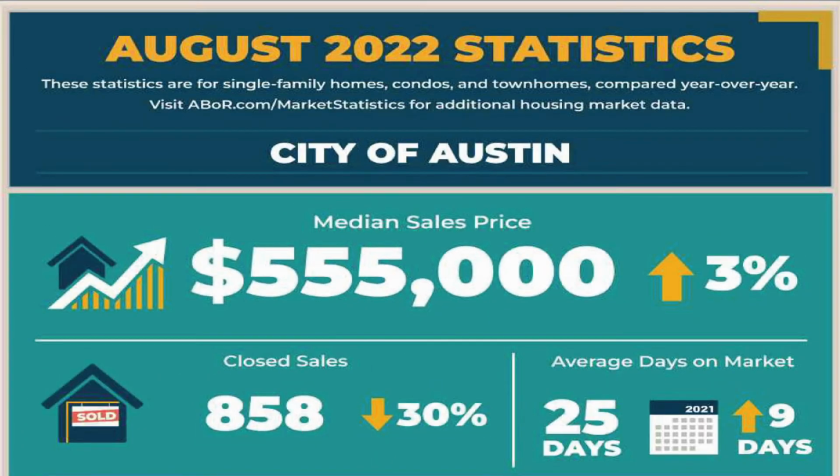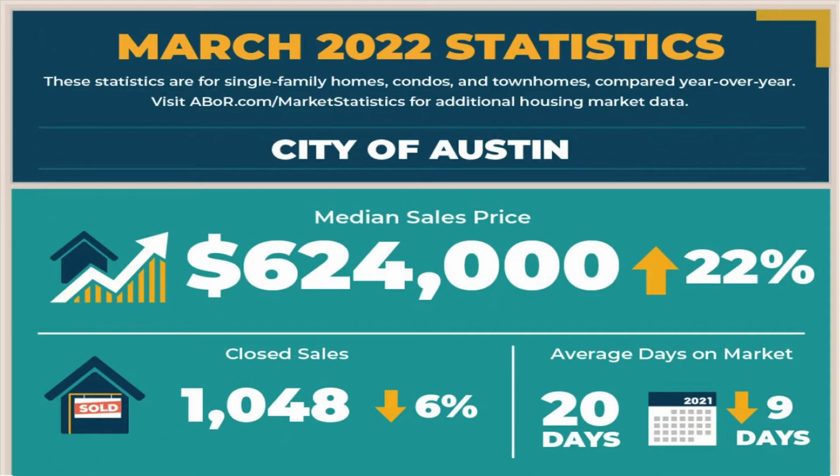For August 2022, the median price in the city of Austin was $555,000. Instead of looking at that year-over-year percentage, let's look back at March 2022, when the median price was $624,000. Like I told you in the beginning, I'm going to look at these numbers several different ways to see what kind of opportunities we might find.